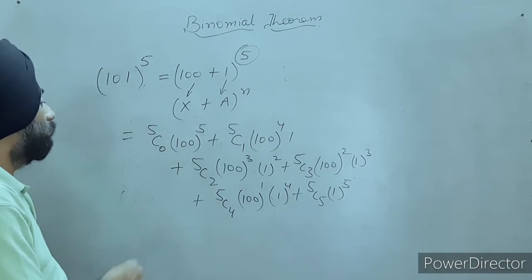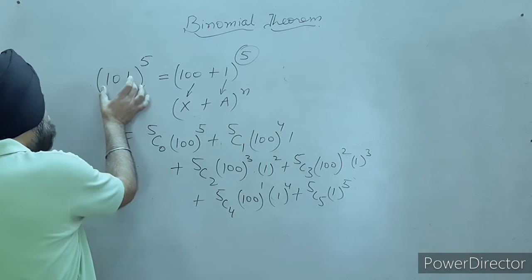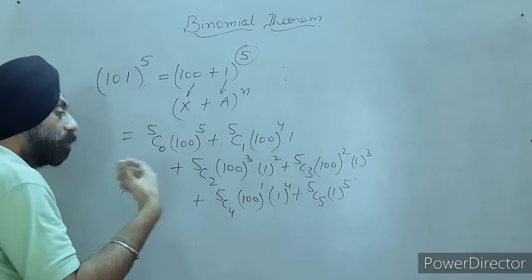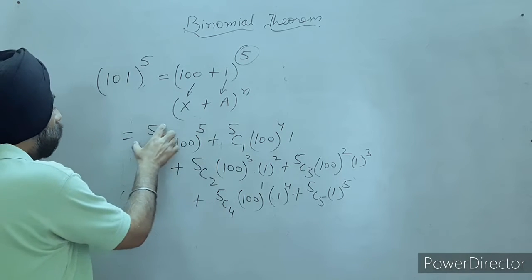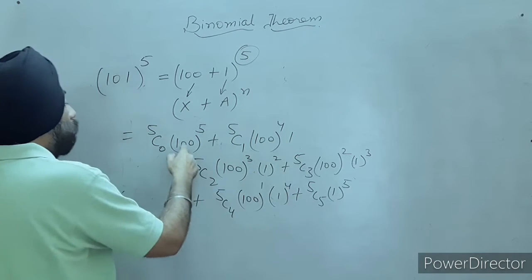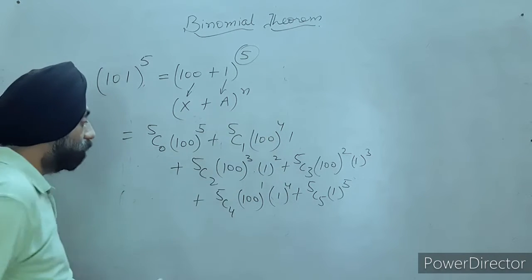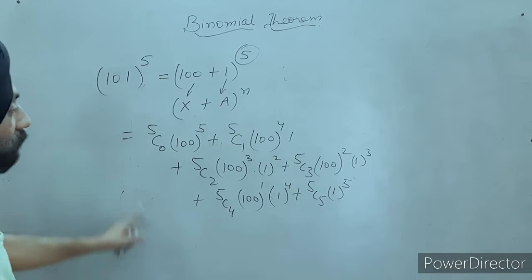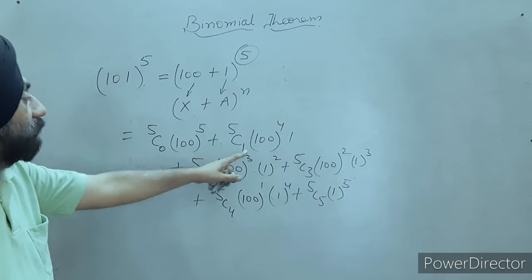So we get the required result. We have expanded 101 raised to power 5. We can calculate the values by using Pascal's triangle. These coefficients can be calculated, and 100 raised to power 5, 100 raised to power 4 and so on can be calculated like this and expanded like this.